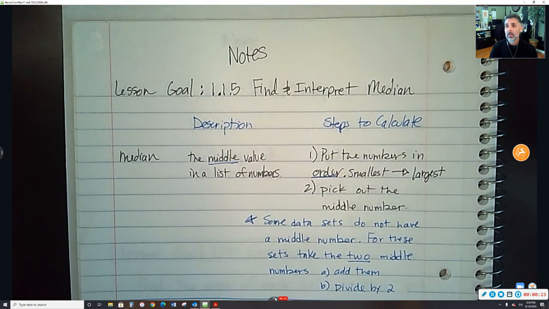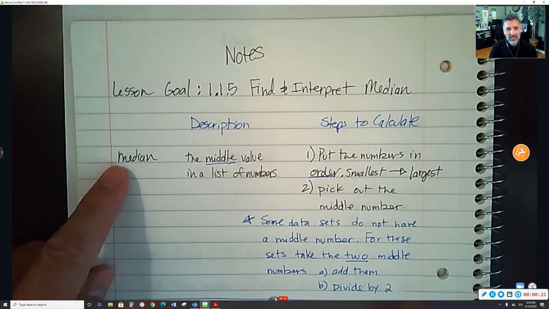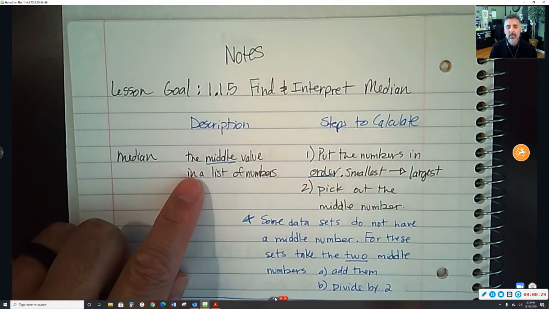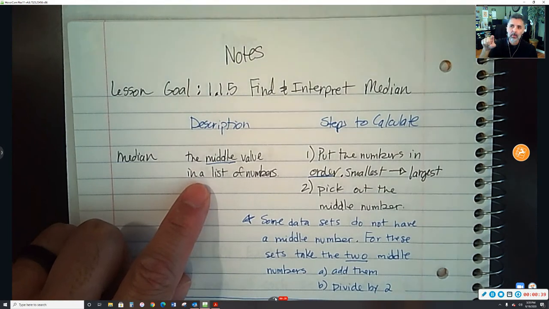So let's begin. Okay, so we have here median. Here's kind of the description or the definition of the median. It's basically the middle value in a list of numbers. Okay, so let's say we have a list of numbers, and they do have to be in order from smallest to biggest. The middle number, well, that's going to be the median.